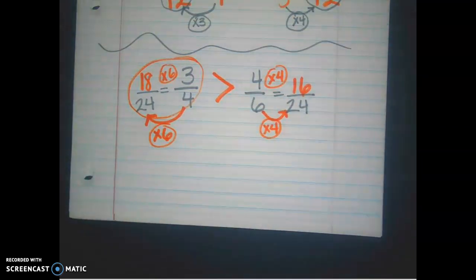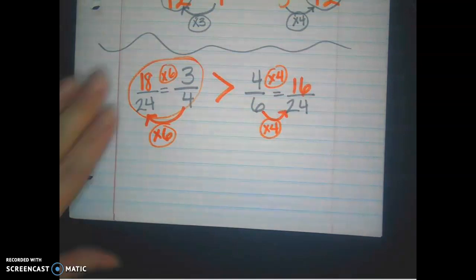Let's do another one together. We're going to compare 1/4 with 5/8. I'm going to show you another little trick.